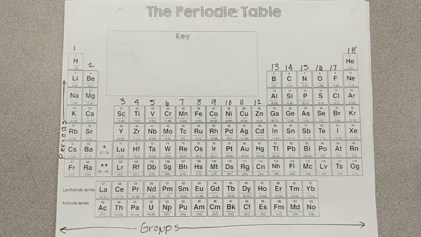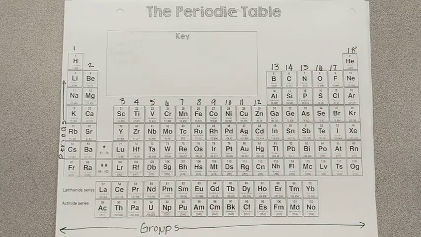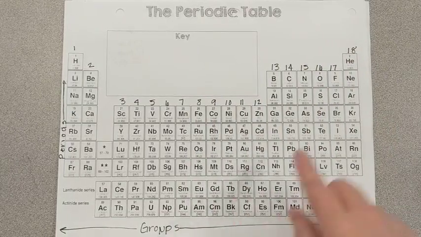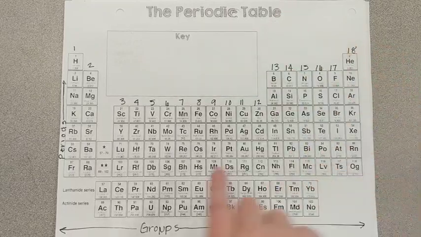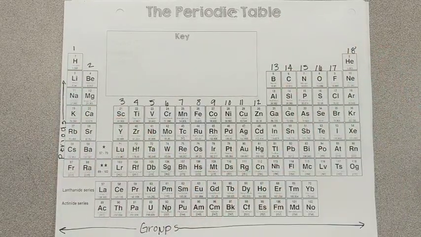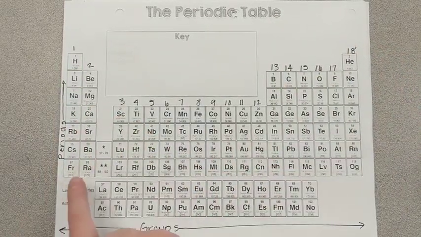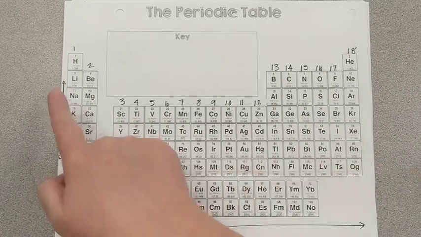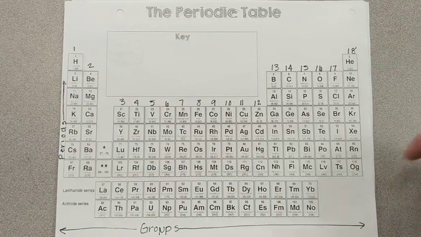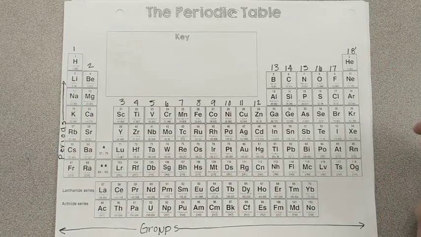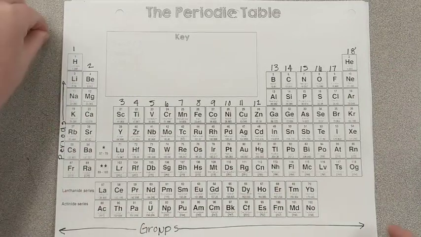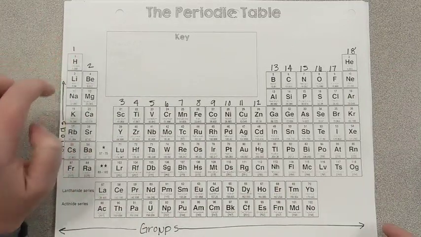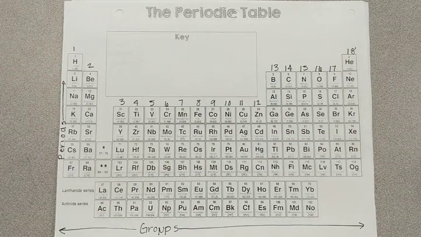Now, the first thing we're going to be coding on our periodic table are the groups and the periods. Now, groups go up and down like this, and they're numbered 1 through 18. And then we also have periods, which come in rows, which go from left to right. So there are 18 groups, and there are 7 periods. So what I'd like you to do now is across the bottom, write groups, up the side, write periods, and then go ahead and number 1 through 18 each of those groups.